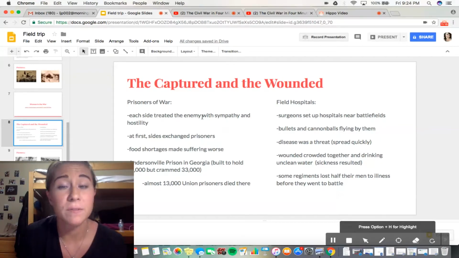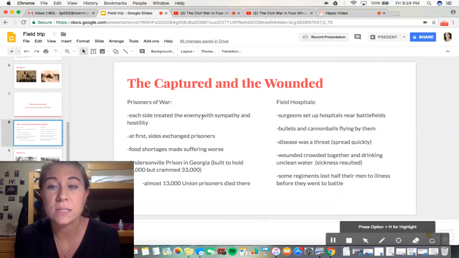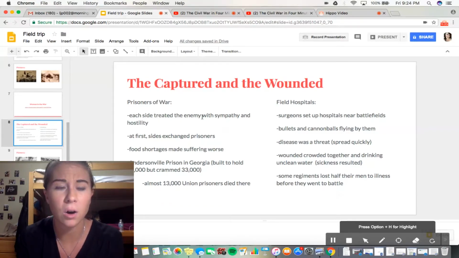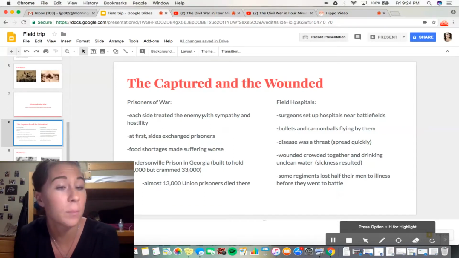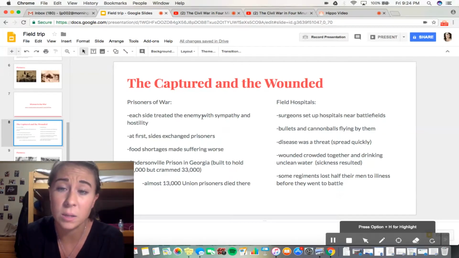So there are also many field hospitals, and surgeons set up hospitals near the battlefields, and it would be very scary because bullets and cannonballs were flying all around them, and they were supposed to be the ones helping, but they also could have been hurt themselves.